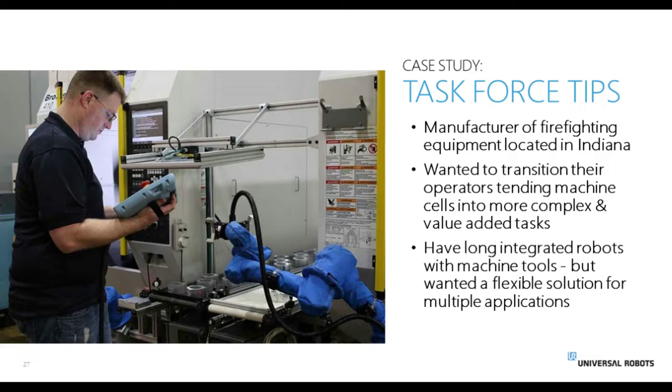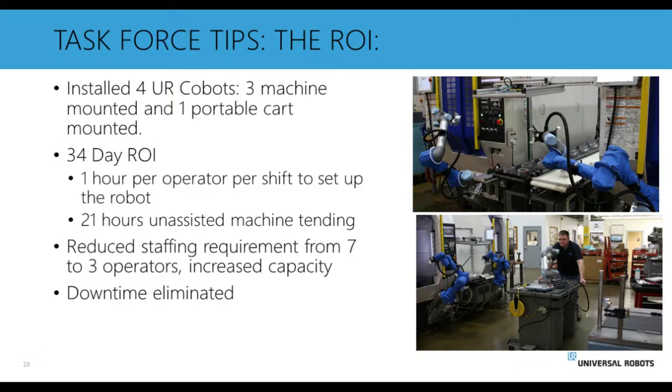Task Force Tips is another interesting one. It's a manufacturer of firefighting equipment in Indiana. They wanted to transition their operators from tending machines into more complex and valuable tasks. They've long integrated robots with machine tools, but wanted a flexible solution that was more accessible to a greater number of their employees. They installed 4 cobots, 3 machine-mounted, and 1 on a portable cart that was able to be moved around the facility as demand dictated, and got a 34-day ROI. That's just a little bit over a month.